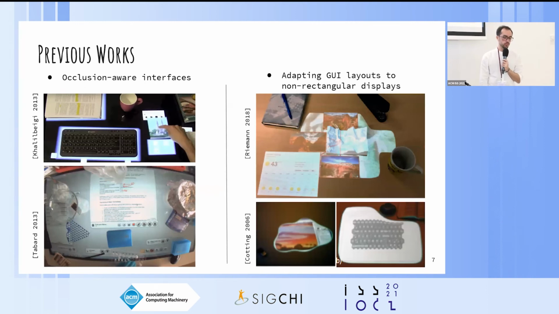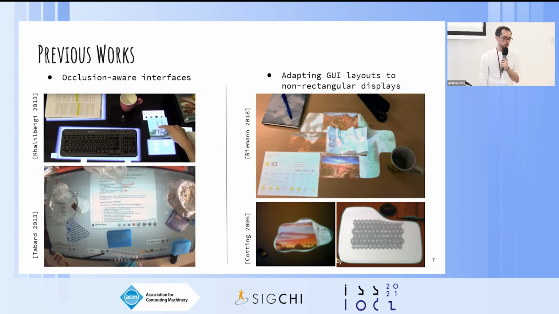Previous works tried to overcome these challenges, but with some limitations. To handle object occlusion, the approach was to reposition all the occluded content in another area of the interface. However, the main limitation is that it's not space efficient because it does not maximize the space occupation. It's just rearranging rectangular windows in the available display space.